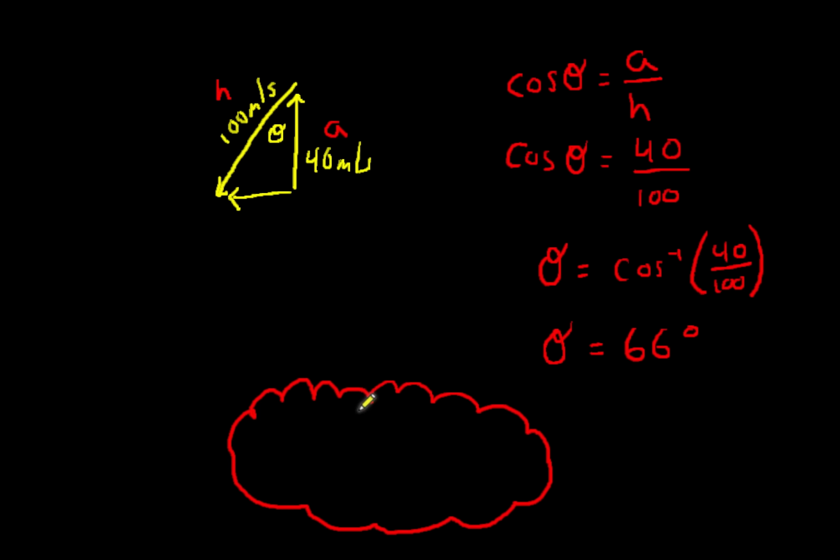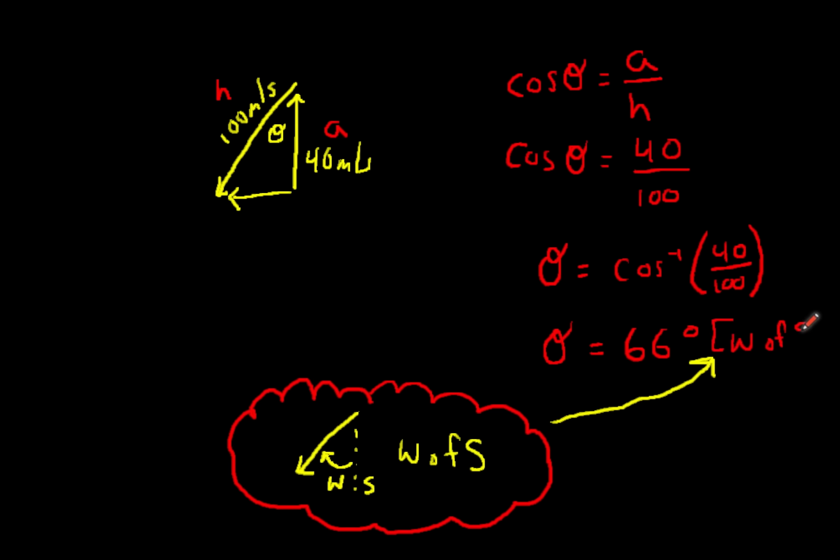Now we need to decide whether this is south of west or west of south. So if we draw in our vertical line, which is what our angle's between, we see that we're west of the south line. So we would say we're west of south. So the angle the pilot should point is 66 degrees west of south.